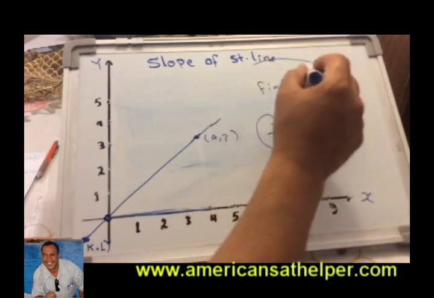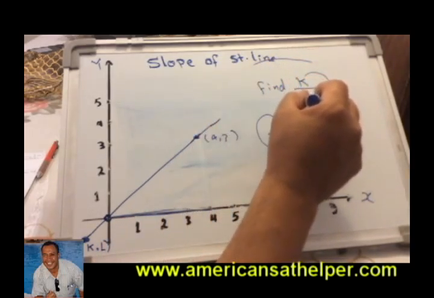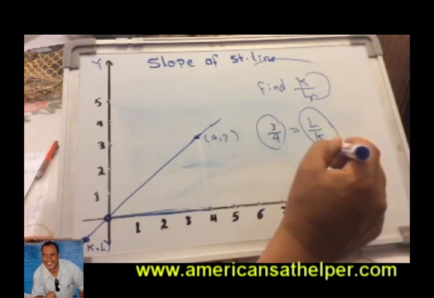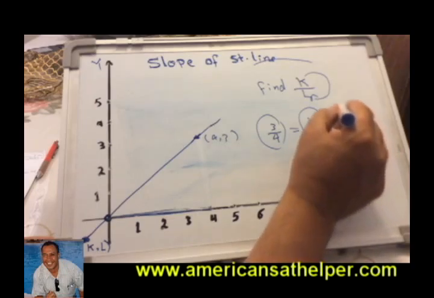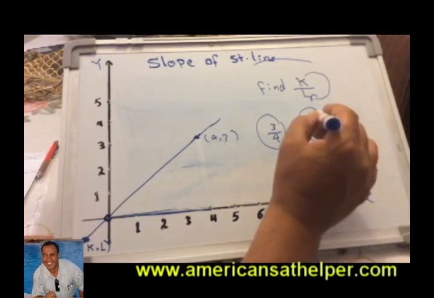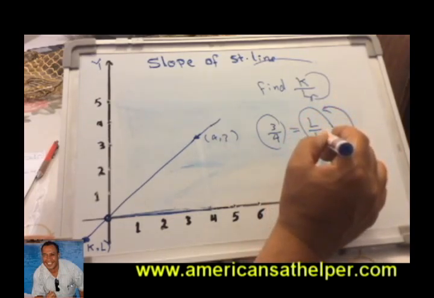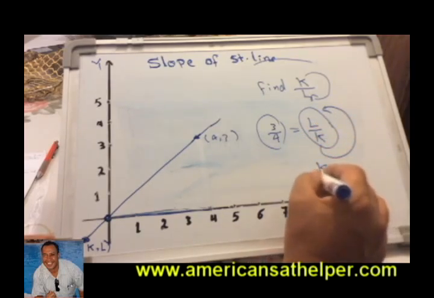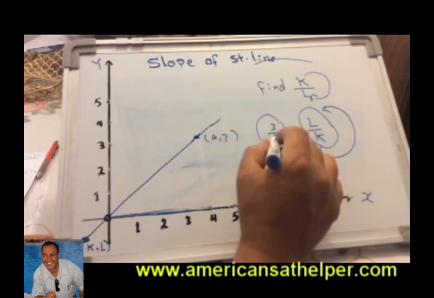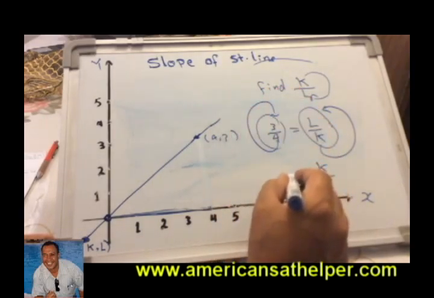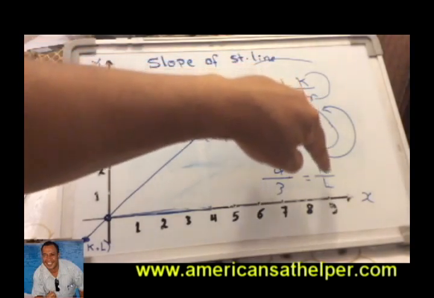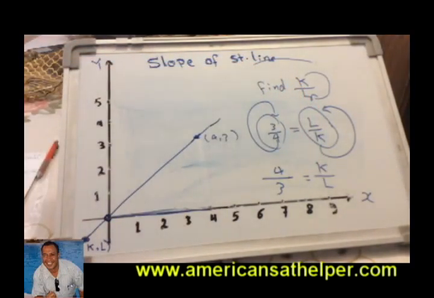What is he asking about? He is asking to find K over L, but you have L over K. You can find the reciprocal. If you want to find K over L, this will equal 4 over 3. So the value of K over L equals 4 over 3.